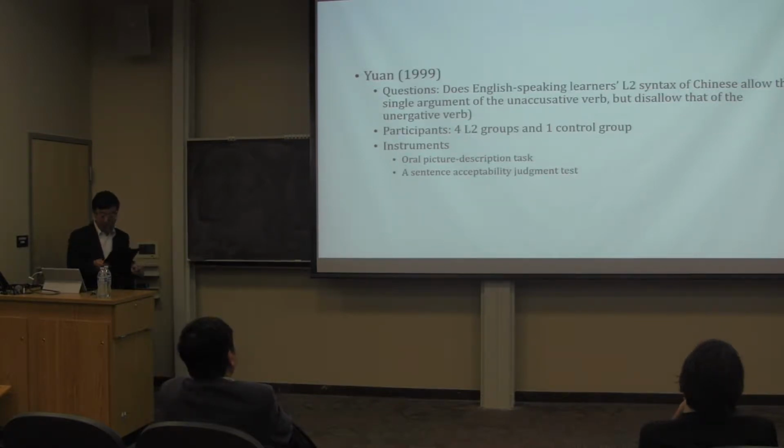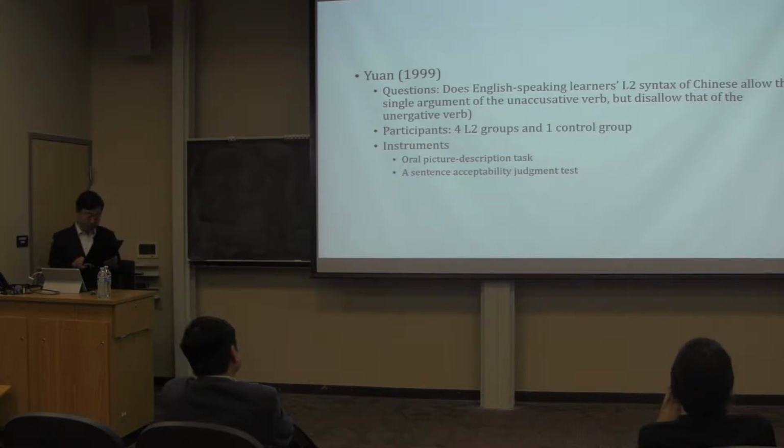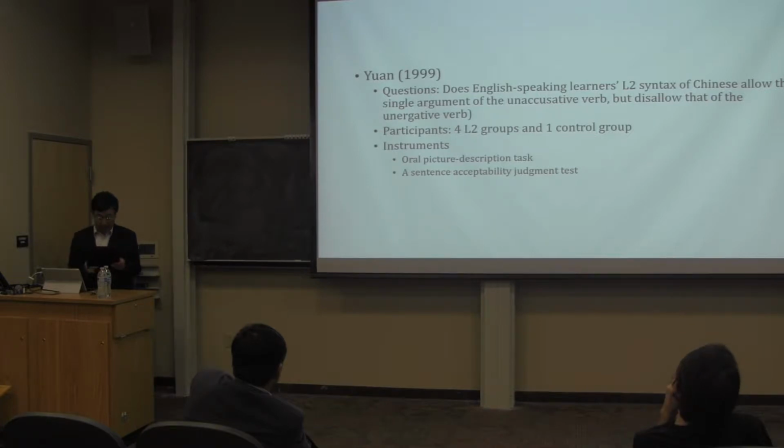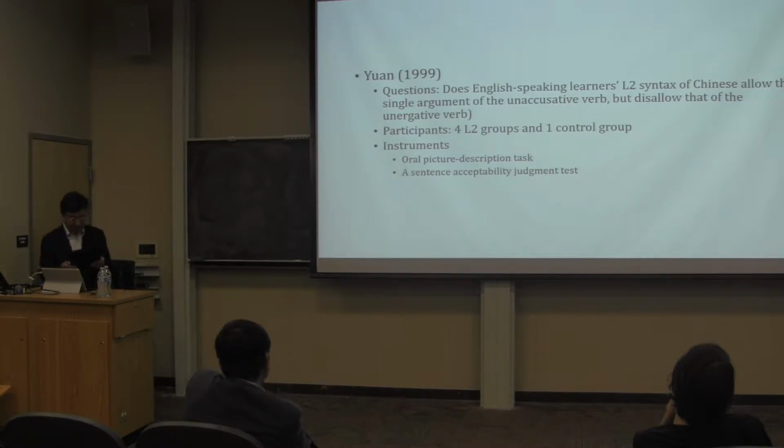So several experiments were conducted to examine whether L2 Chinese learners are sensitive to the unaccusative ergative distinction. Yuan's study focused on the position of the argument in the two types of verbs to see whether English-speaking learners' L2 syntax of Chinese allows the single argument of the unaccusative verb, but disallows the single argument of the unergative verb. So participants include 4 L2 groups and 1 control group, and the instruments include an oral picture description task and a sentence acceptability judgment test.